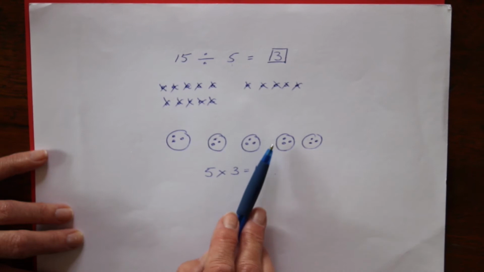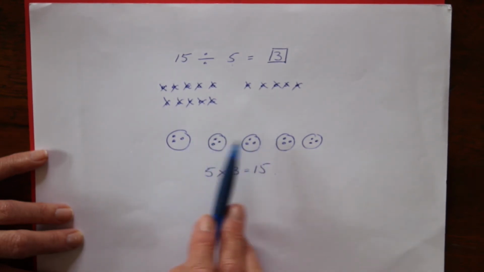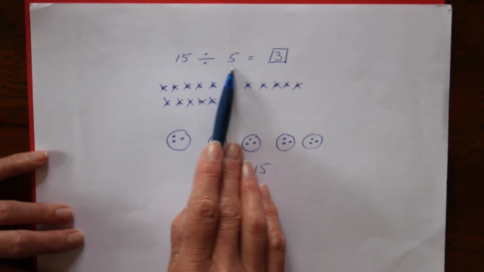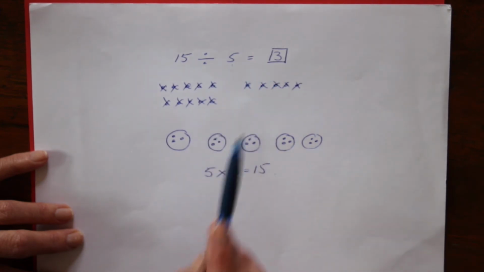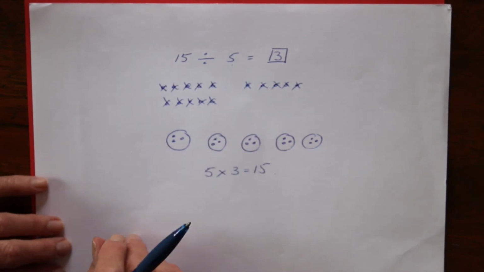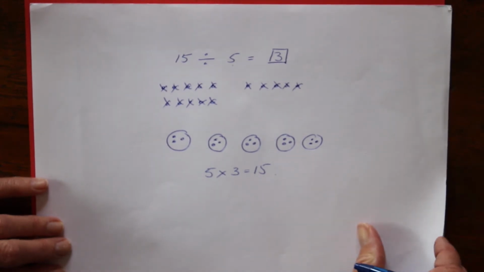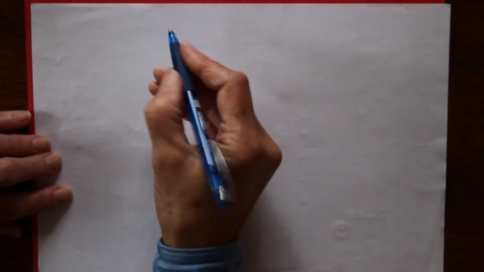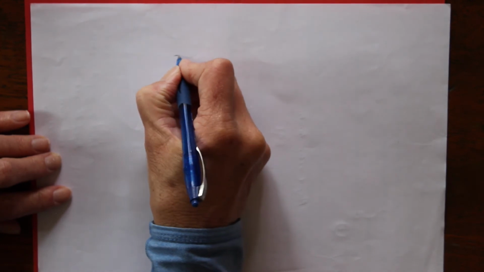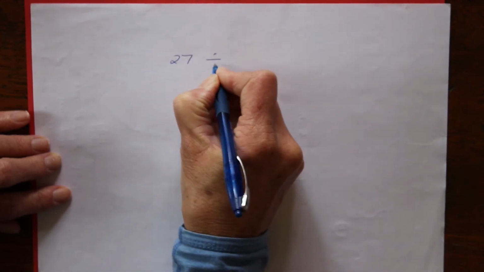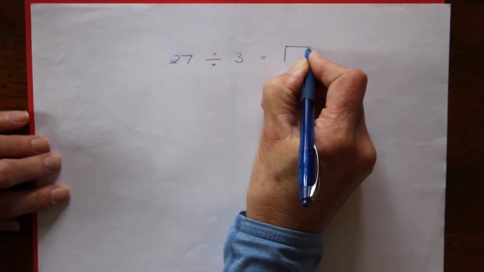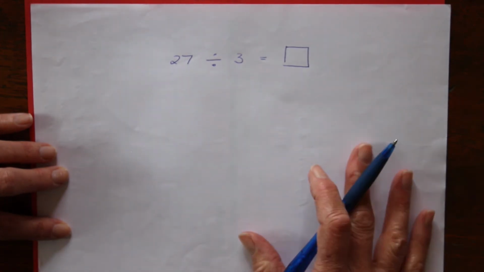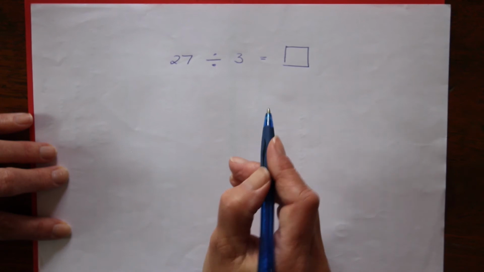Drawing it is cumbersome and slow. It is fine to do, and it's a way of solving problems, and sometimes drawing it out is really terrific. But if we've got straight number sentences that need to be solved, we can use our multiplication tables to help us solve division problems. So let's have a quick little look at that. I'm going to have 27 divided by 3, and I'm going to see what my answer is. Now I could draw out 27 dots and put 3 groups, but I'm going to use my multiplication tables to help me.